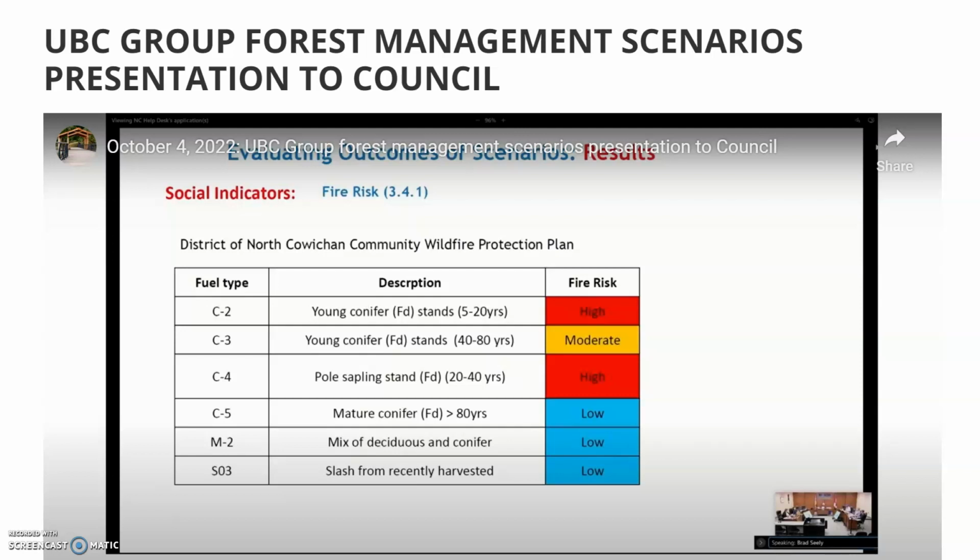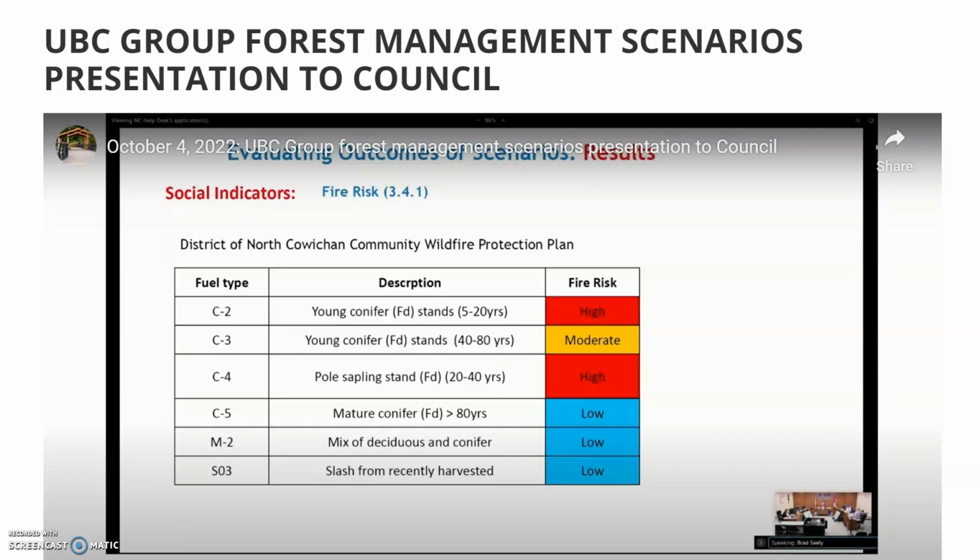The pole sapling stand between 20 and 40 is C4. That also has a high fire risk associated with it. The C5s would be the mature conifer stands that are over 80 years old, and as the stands get to that point, the crowns are higher off the ground, and it makes it harder for crown fires to start. So these are a lower risk stand. Stands that have a considerable deciduous component are also lower risk. Those are the M2s. And then stands that were recently harvested within 5 years also have a relatively low risk, and that's the slash fire fuel type.